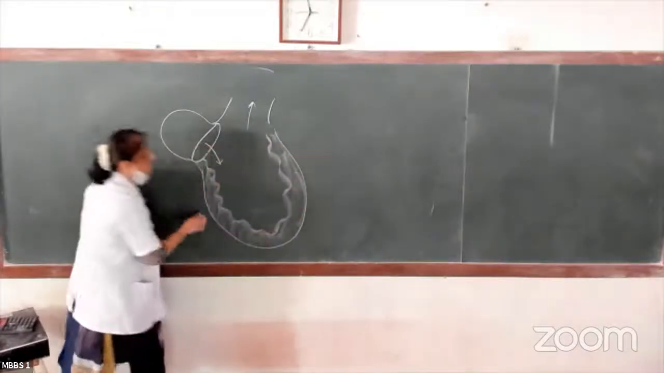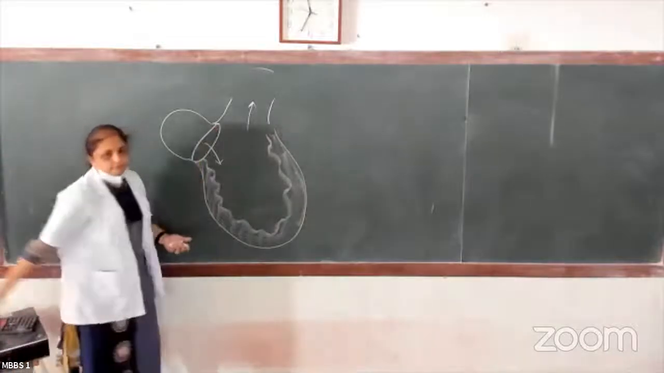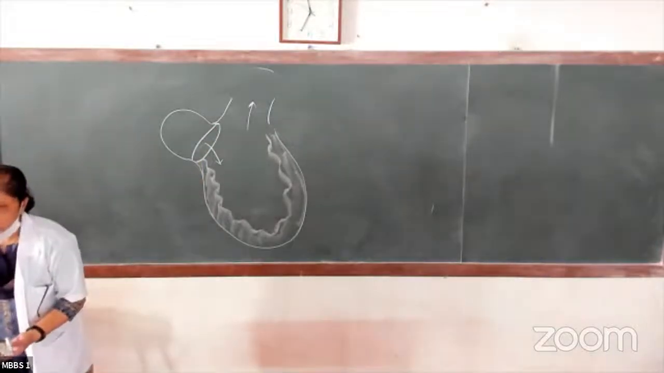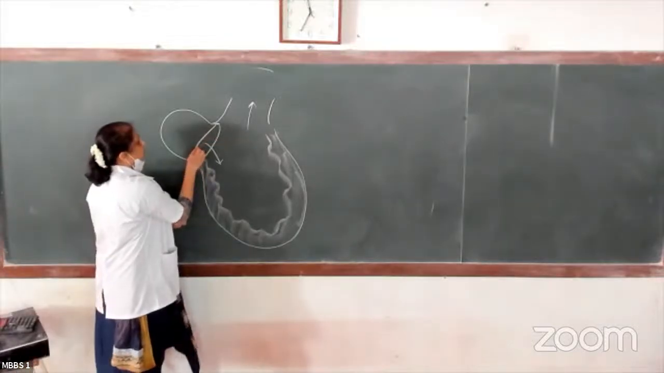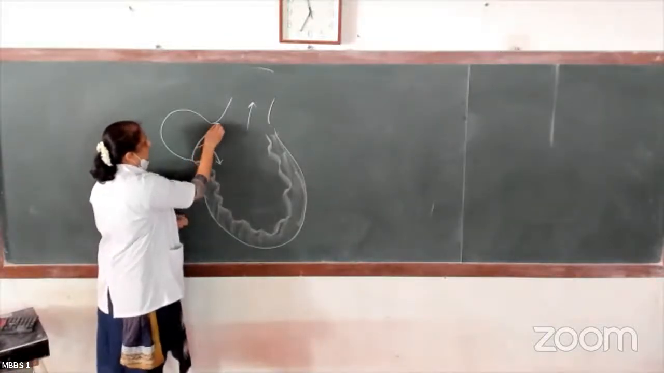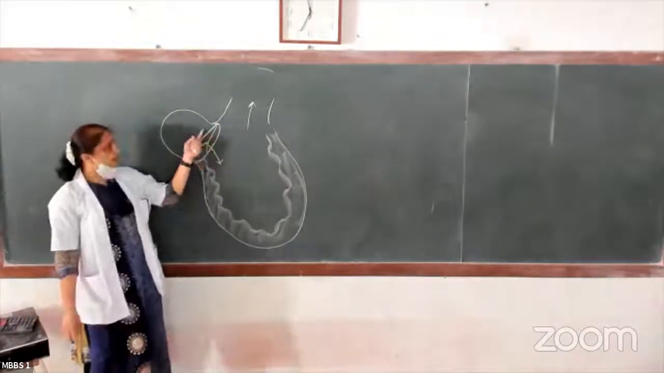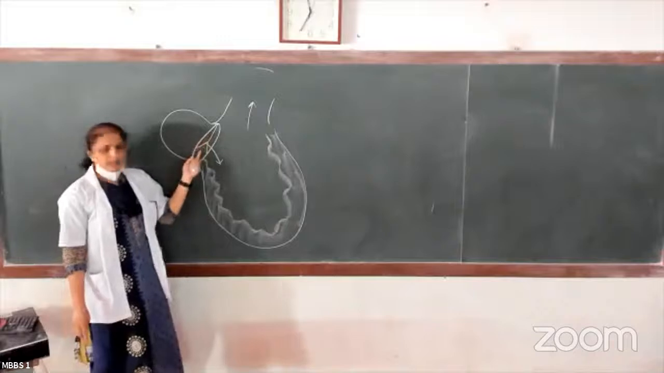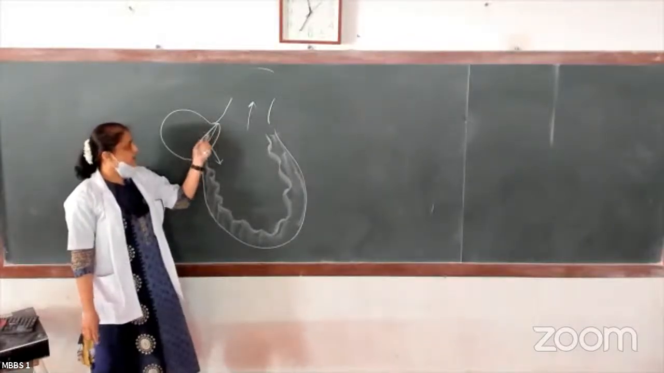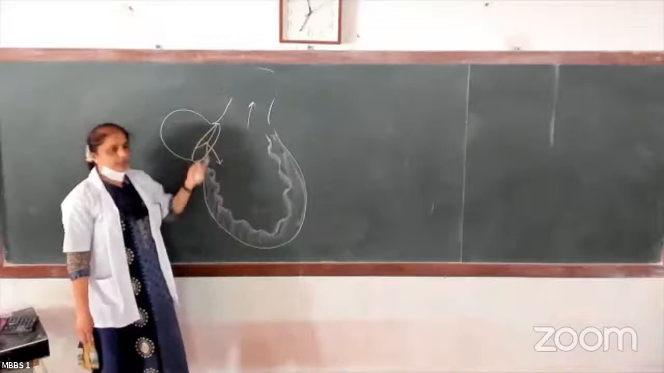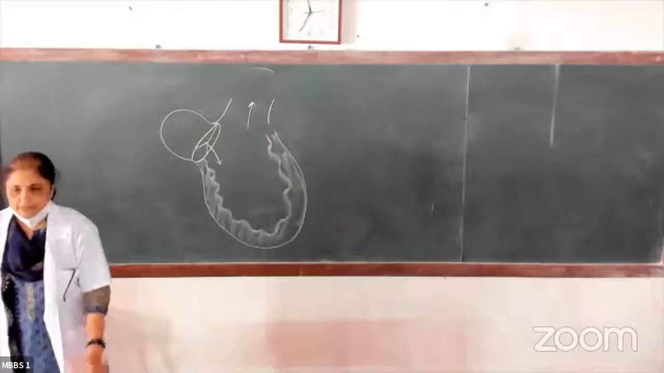Now, what are the features which we can see in the ventricular part? First of all, the valve which is guarding the atrioventricular orifice. There are three leaflets. First, we have the tricuspid valve: this is the anterior leaflet, this is the septal leaflet, and this is the posterior leaflet. The septal leaflet is toward the interventricular septum.